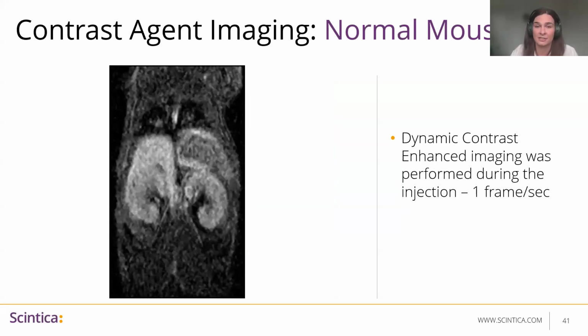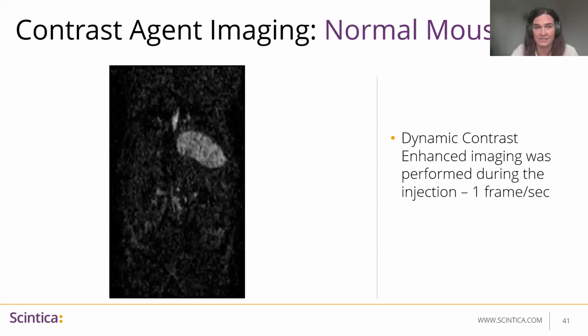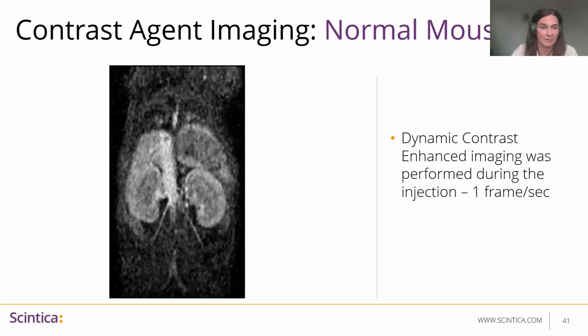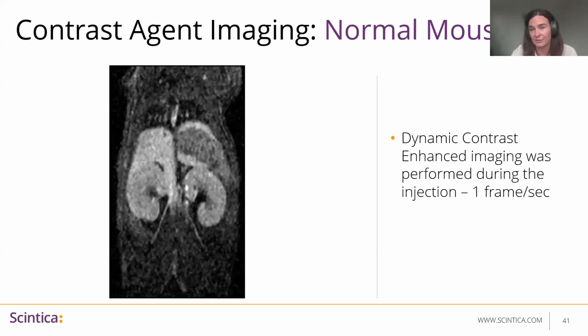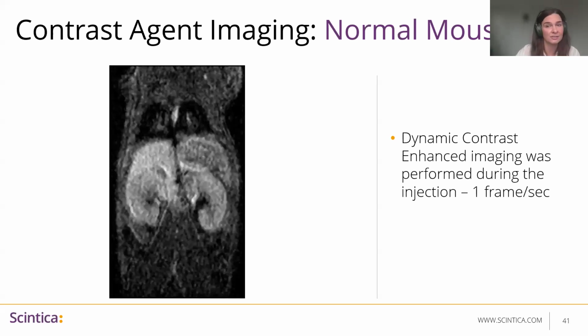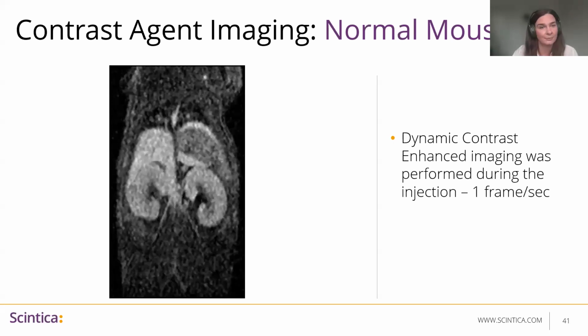So this particular sequence is acquired essentially 1 frame per second. So you're able to see the gadolinium as it flows in, in through the kidneys and in through the liver. So this oftentimes, again, is used for stuff like tumors, for cardiac imaging as well.